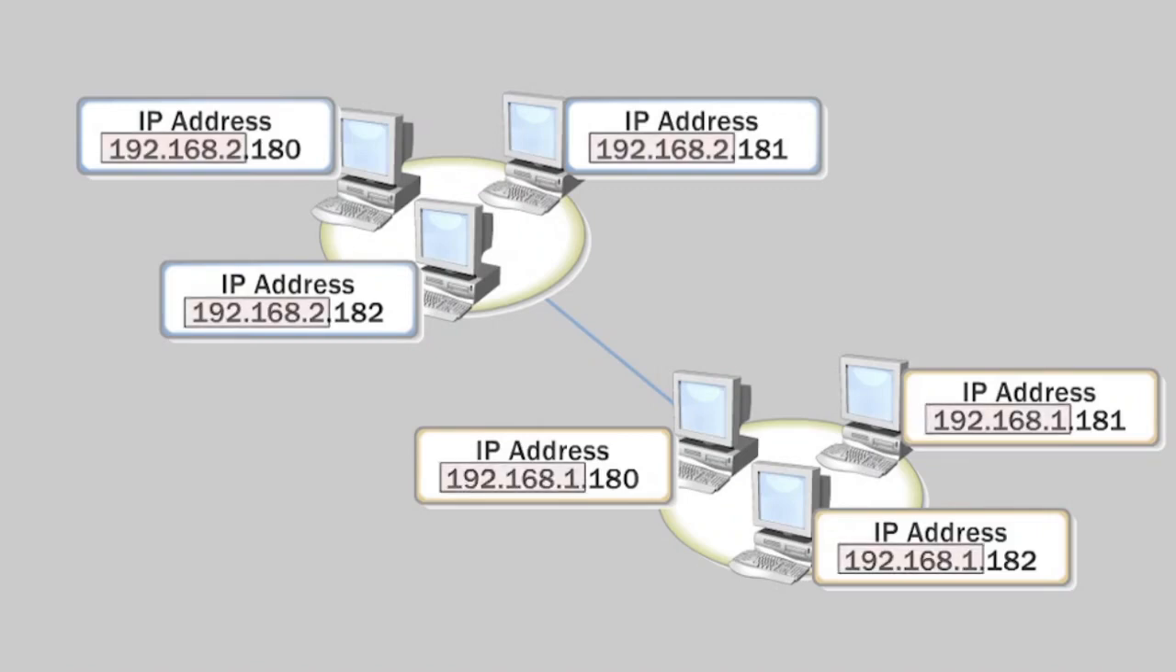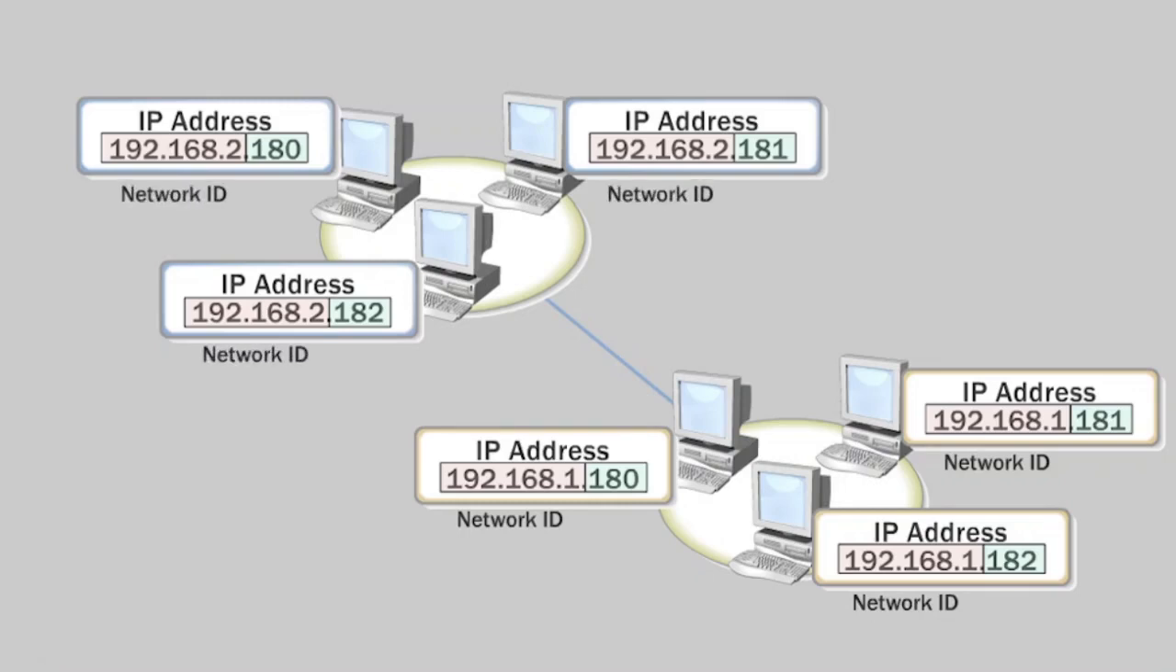In this example of a small network, the W, X, and Y octets designate a network, and the Z octet designates a host on the network. The address of the network on the lower right side is 192.168.1, and the network on the upper left side has the address 192.168.2. The only difference between the two network addresses is in the Y octet, but that is enough to distinguish them from each other and any other networks. The host addresses of both networks start at 180, but there is no confusion with duplicate IP addresses because, as their network IDs show, they are on separate networks.